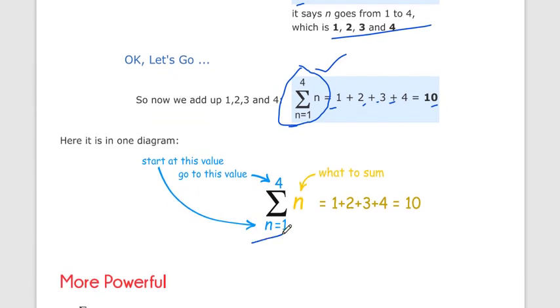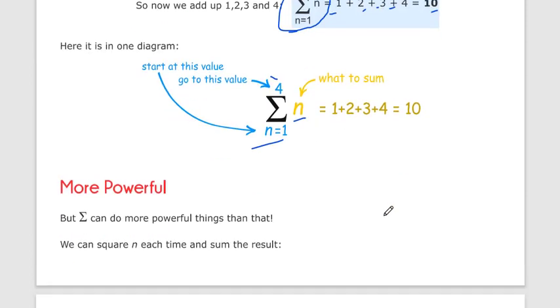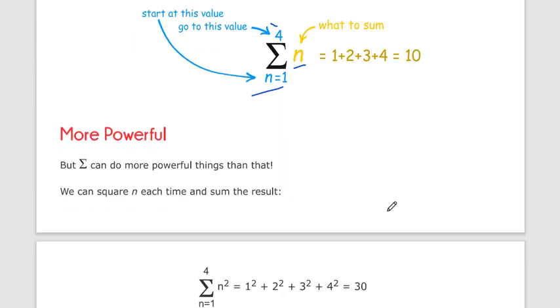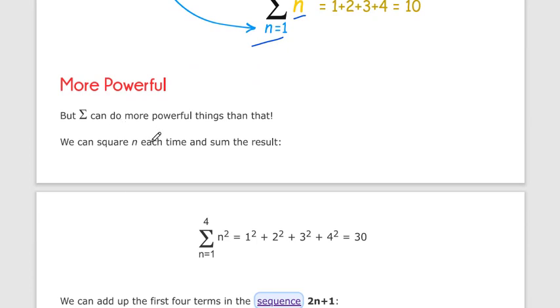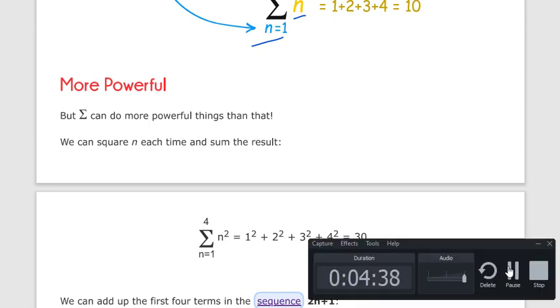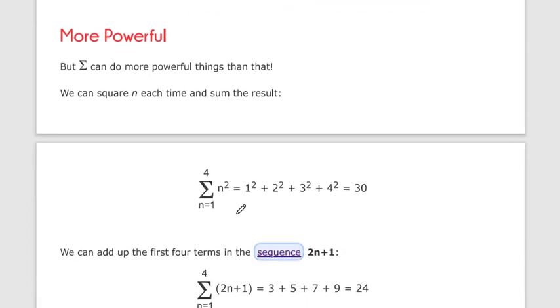Where to start, where to end, and what to sum. This is the basic of sigma. Now let's say we have to add more powerful things. Here n goes from 1 to 4, but they have written n square, so we use 1 square, 2 square, 3 square and 4 square, and its summation is equal to 30.